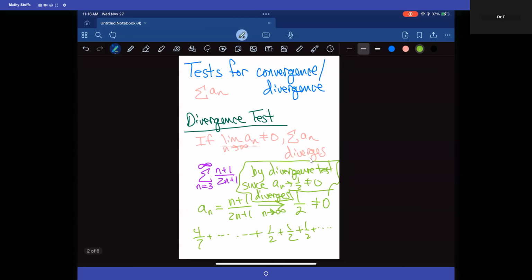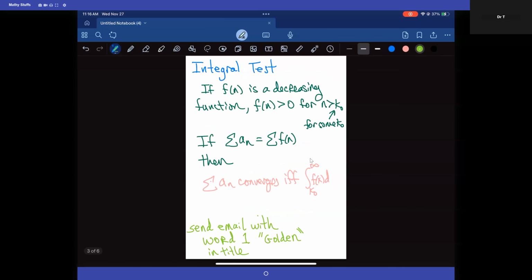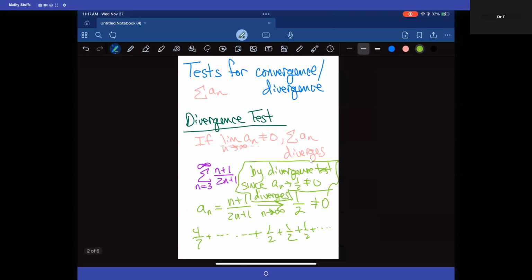So just tread carefully, make sure you understand what's happening. Let's move on to our next test. We're not going to really use this test a lot, but I want you to be aware of it. And in particular, it's because it tells us what we need to know about p-series in terms of convergence, which I actually forgot to say.